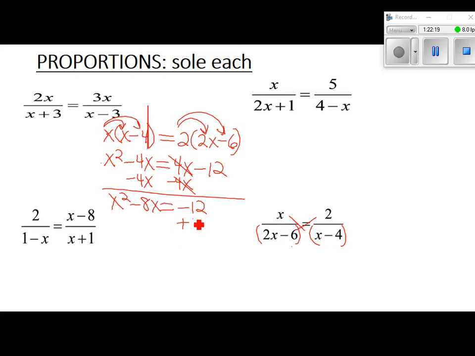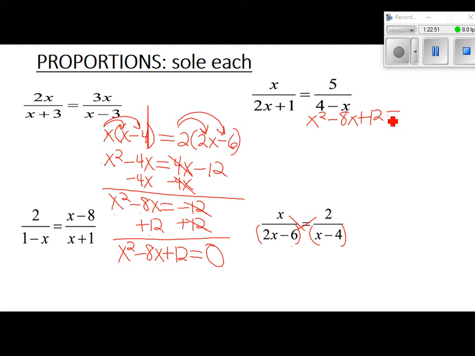Then I'm going to add 12 to both sides. When we move the 12 over here, 12 is not a like term with the x squared. It's not a like term with the negative 8x. So it's just going to be x squared minus 8x plus 12. We just sort of added it on at the end there. Over on this side, these cancel out, and there's nothing left over there, so we got to replace it with the 0. Now we have this x squared minus 8x plus 12 equals 0.